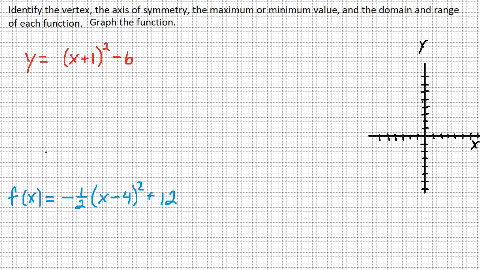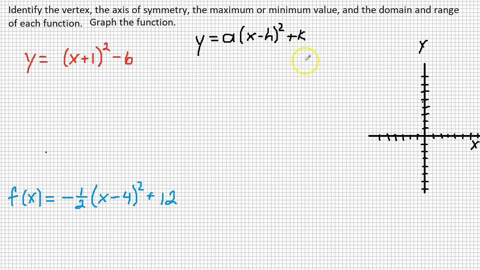Hey, ladies and gentlemen. In this video, we are going to identify the vertex, the axis of symmetry, the maximum or minimum value, and the domain and range of each function. I want to remind you, these are in the form of y equals a(x minus h) squared plus k.